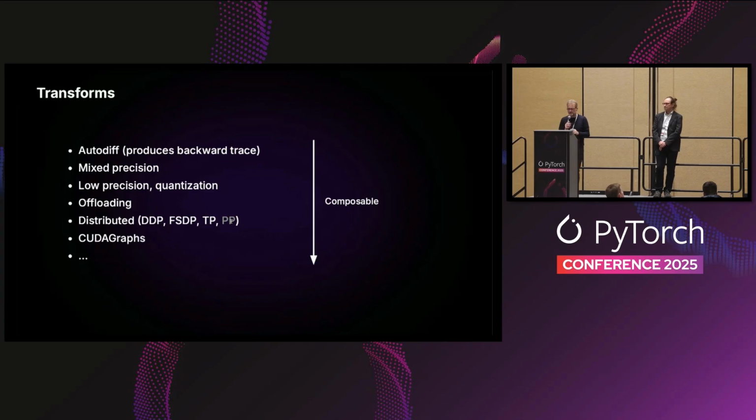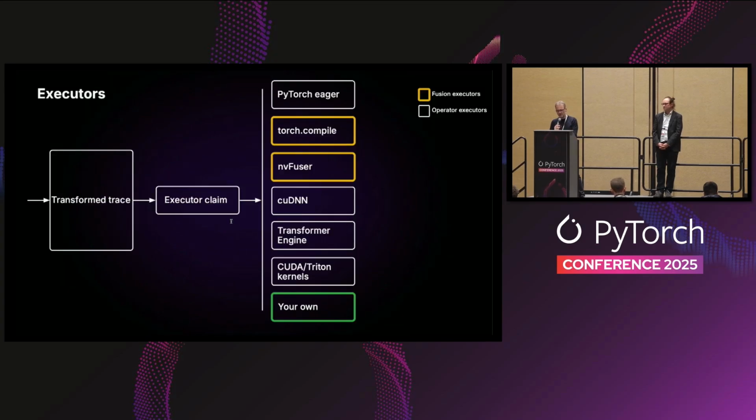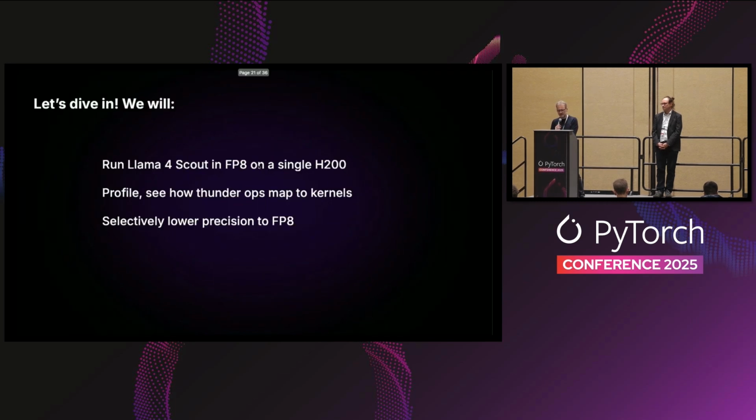You can apply mixed precision, offloading. You can decide when to offload in the lifetime of the trace, and so on. And all these things are composable. These are the different executors that you can dispatch to, and each executor can claim portions of the trace to execute. So it's very flexible and extensible there.